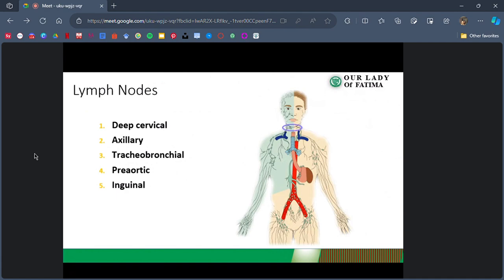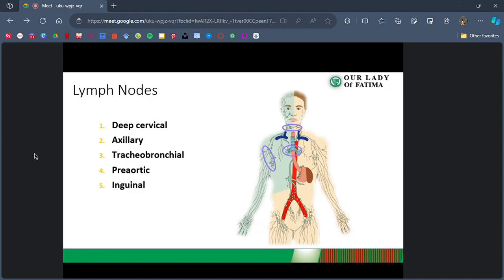These are the deep cervical nodes that filter lymph coming from all the lymphatic vessels of the head and the neck. In the armpit, you will find the axillary lymph nodes that filter lymph from the upper extremity, the anterior chest wall, and the abdominal wall above the umbilicus, and the back above the iliac crest.